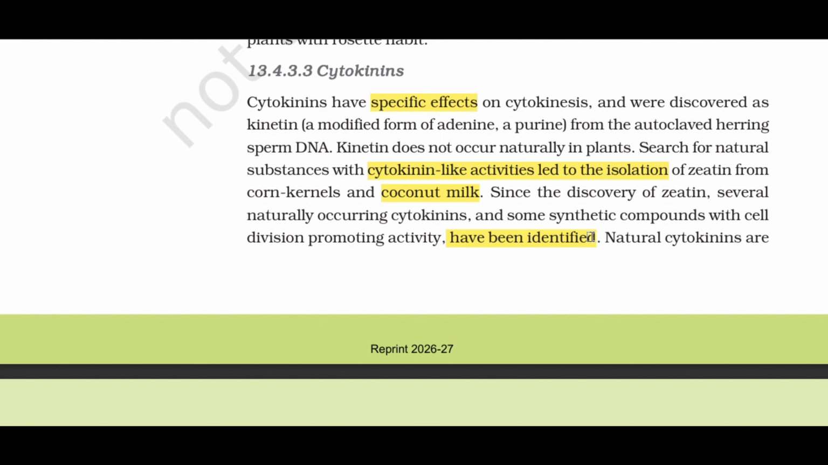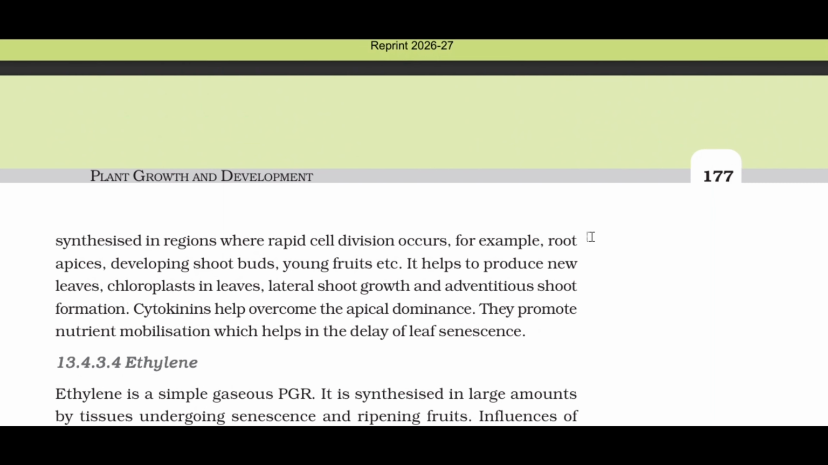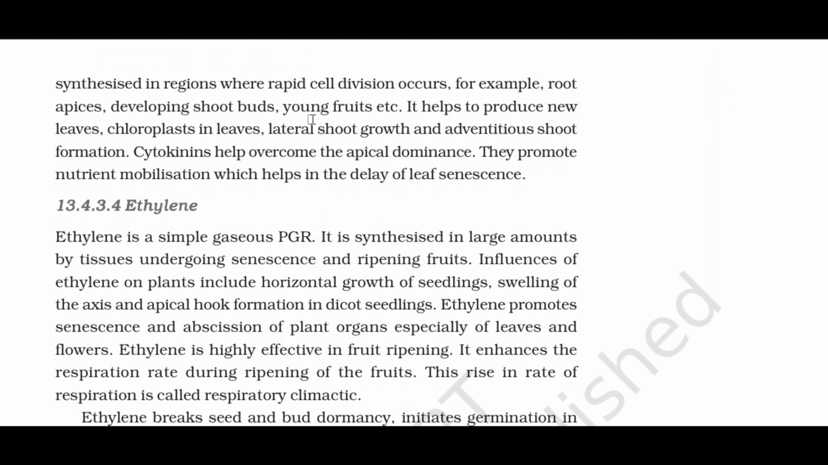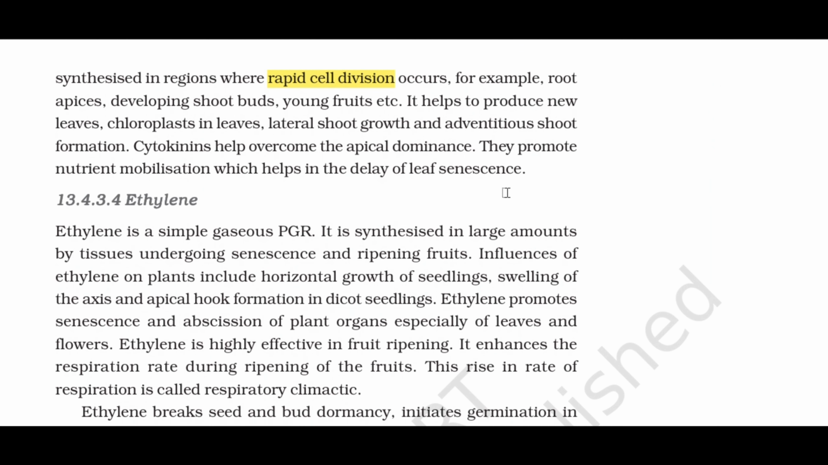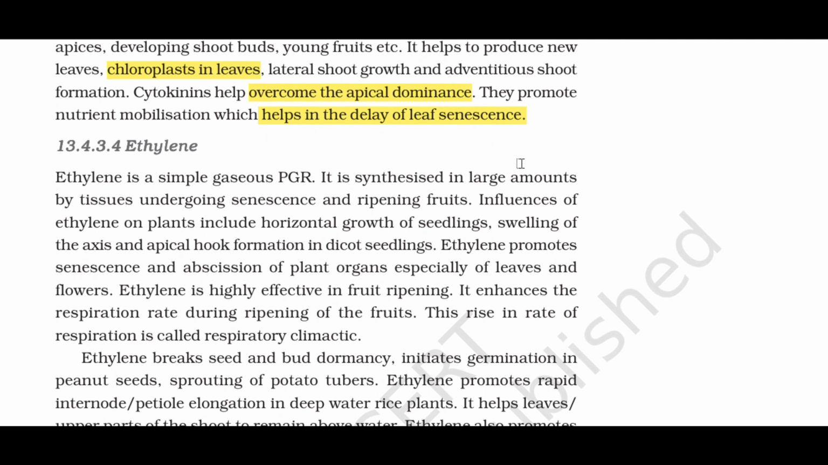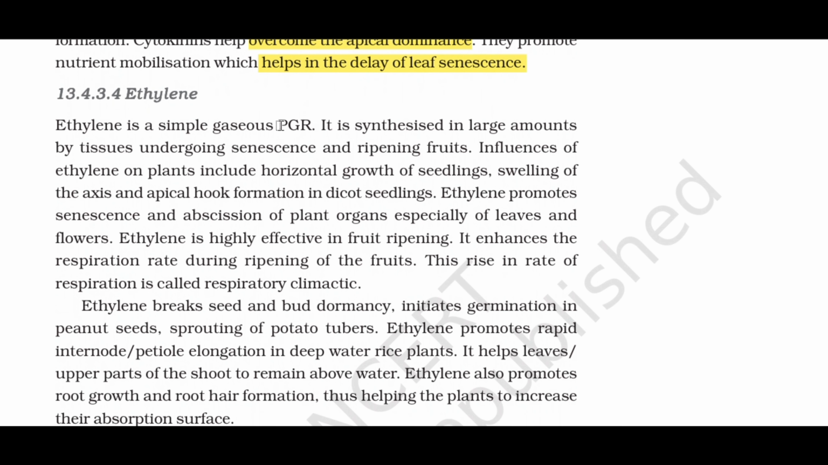Natural cytokinins are synthesized in regions where rapid cell division occurs, for example, root apices, developing shoot buds, young fruits, etc. It helps to produce new leaves, chloroplasts in leaves, lateral shoot growth and adventitious shoot formation. Cytokinins help overcome the apical dominance. They promote nutrient mobilization which helps in the delay of leaf senescence. Ethylene. Ethylene is a simple gaseous PGR.